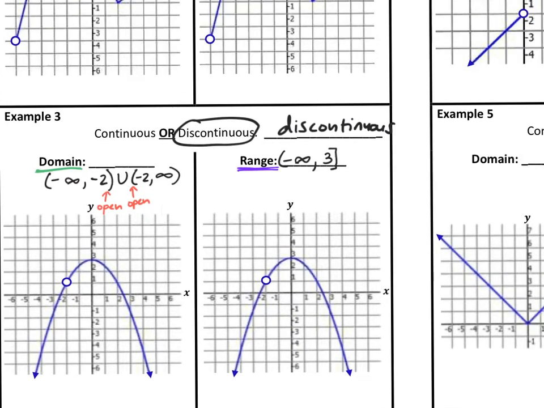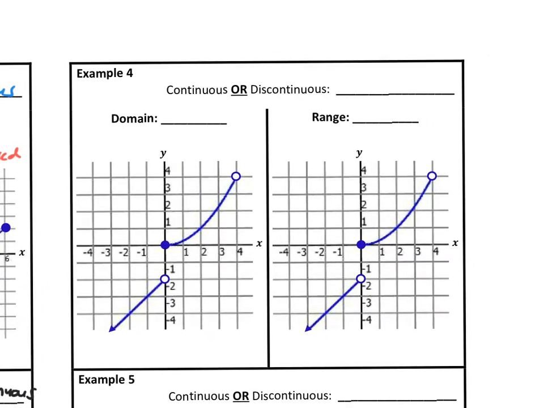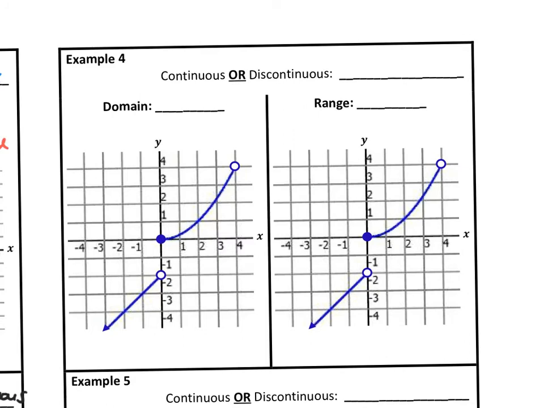Okay, now let's look at example 4. Well, this one should be obvious, whether it's continuous or discontinuous, right? Because if I'm drawing, I have to take my pencil off to start the next piece, right? So clearly it's discontinuous. There's a huge jump right here. So we know it is discontinuous.